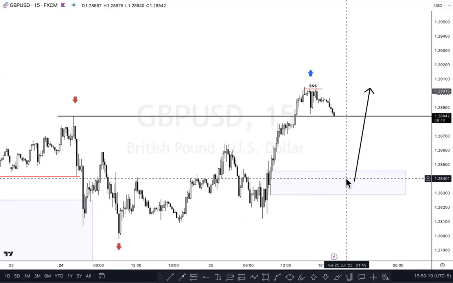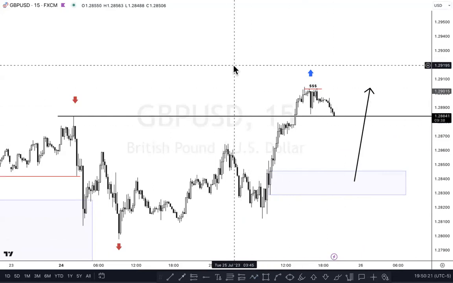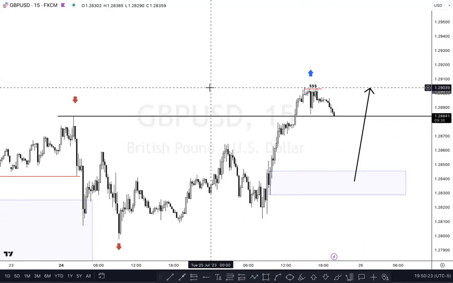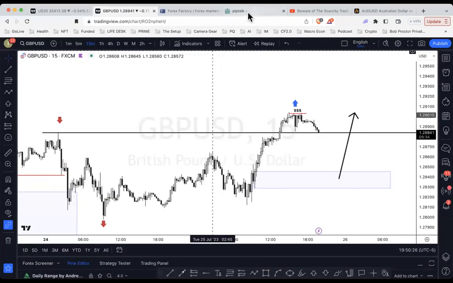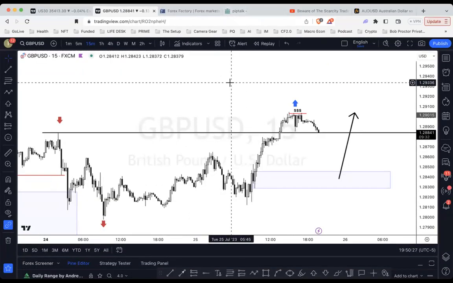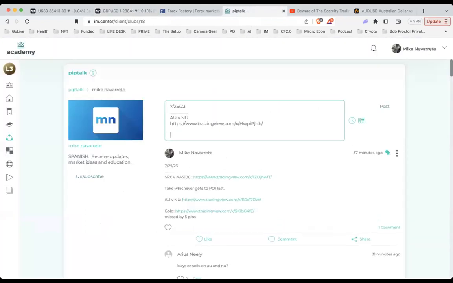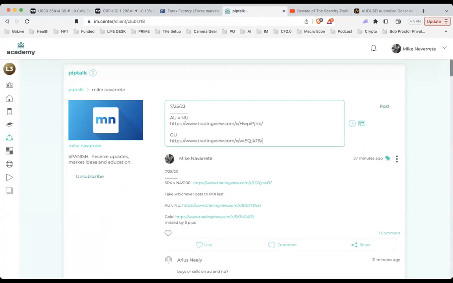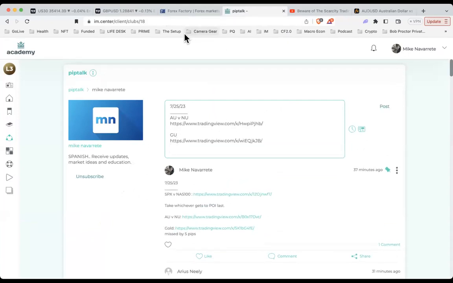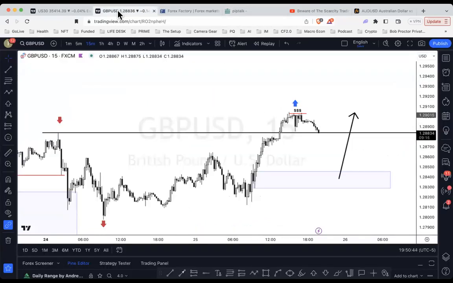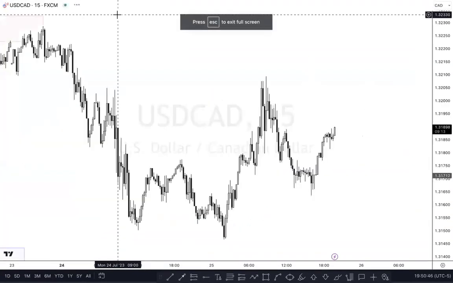So I'll leave you guys with this one right here. GBP, USD. Let's see. All right, so GU. Looks good, looks good. All right, cool. I want to make sure I get through, and I'm moving slow right now.